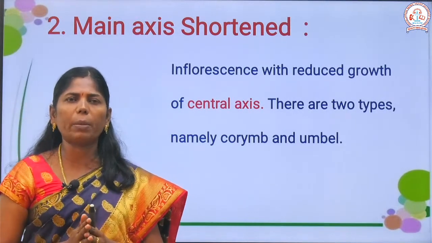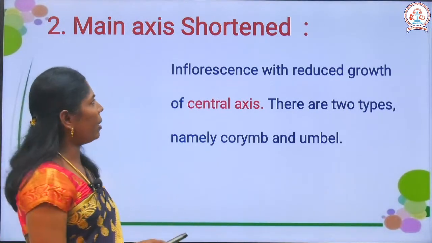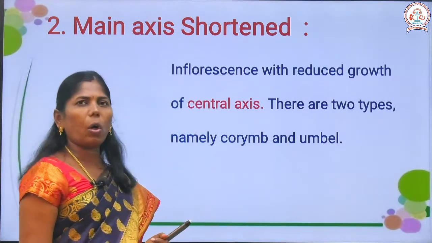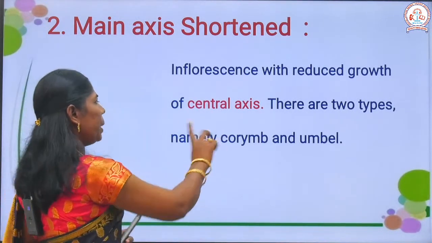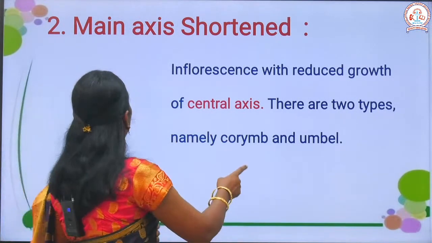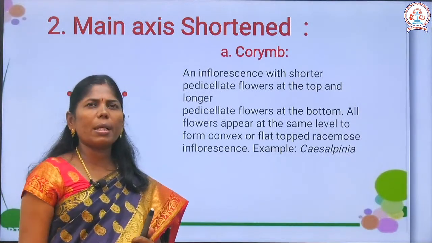Main axis shortened means that it is very short and broad in nature. Okay? So that is the inflorescence with reduced growth of the central axis. There are two types, namely the corymb and the umbel. Simple corymb, compound corymb; simple umbel and compound umbel. So main axis shortened, the first one is the corymb.